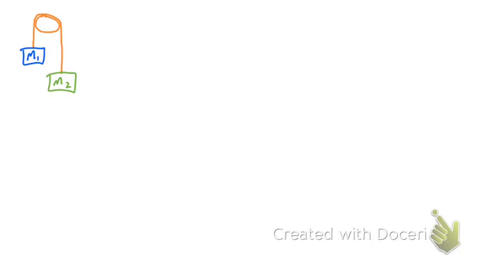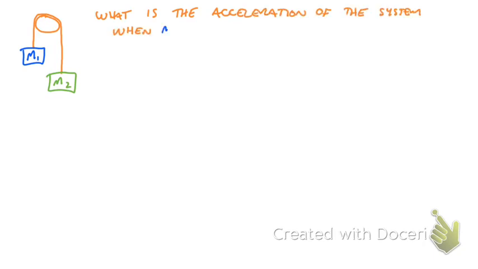Okay, so let's take a look at a problem. We have two masses hanging over a pulley, and this is known as an Atwood's machine. What we want to know is what the acceleration of this thing is going to be once we let mass 1 go. We're holding it in place, and then we're going to let mass 1 go, and the system's going to accelerate.